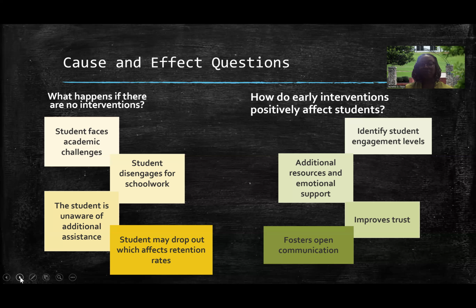And how do early interventions positively affect the students? Teachers can identify their student engagement levels when a class first starts, and you can identify students who are not responding, who are not really engaged at different levels. So that's one way that early interventions can assist and positively affect the student outcome. Once the teacher identifies these students whose engagement levels are not there due to maybe absences or failing grades or behavioral issues, these teachers can provide some additional resources and some emotional support.